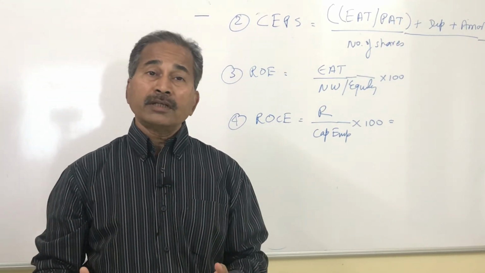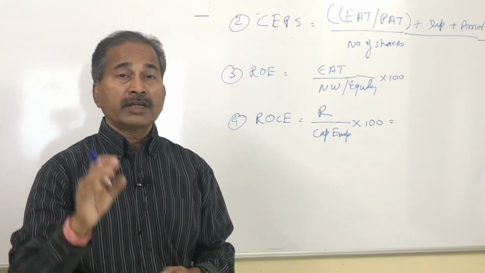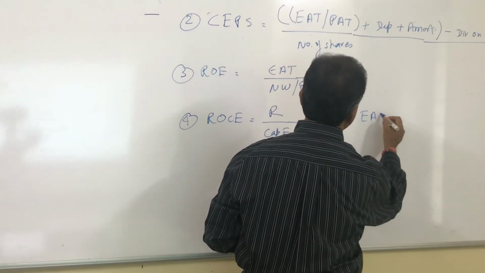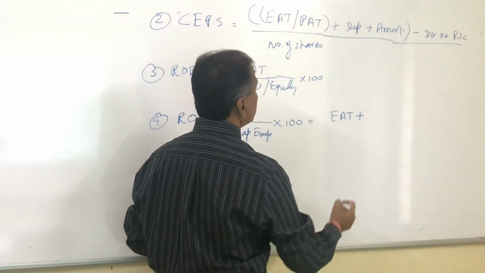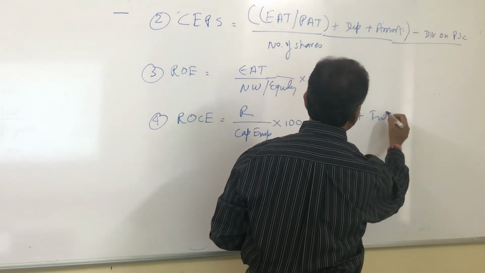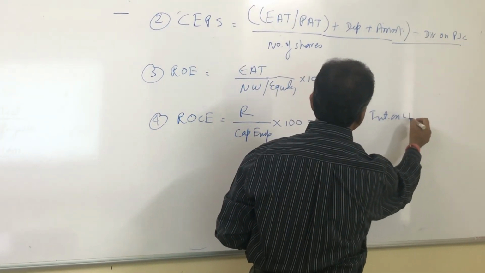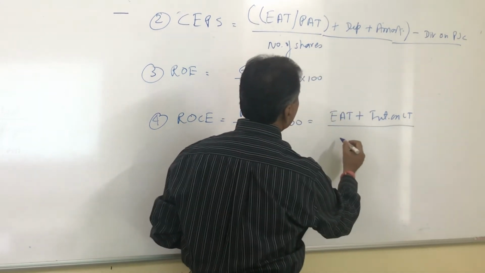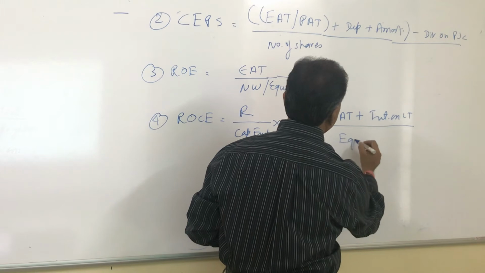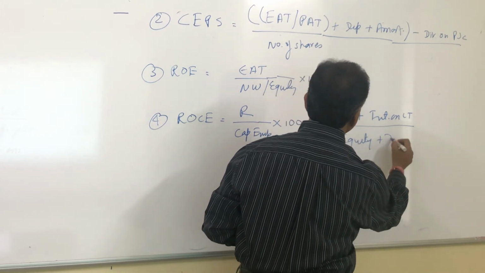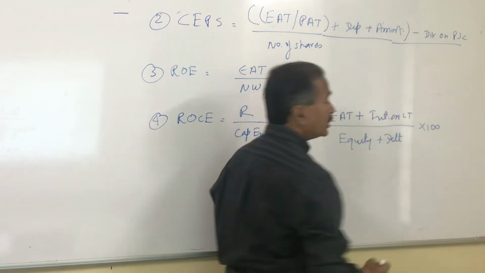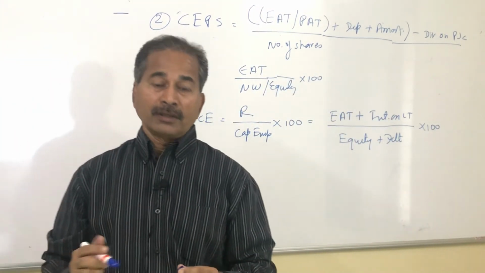But how do you calculate it? For calculating this ratio, the correct formula is to take the figure of earning after tax of your business and add to this figure the interest that you would have paid on the long-term loans that you must have taken, and divide it by the amount of equity and the amount of debt put together into 100, and this will give you your return on capital employed.